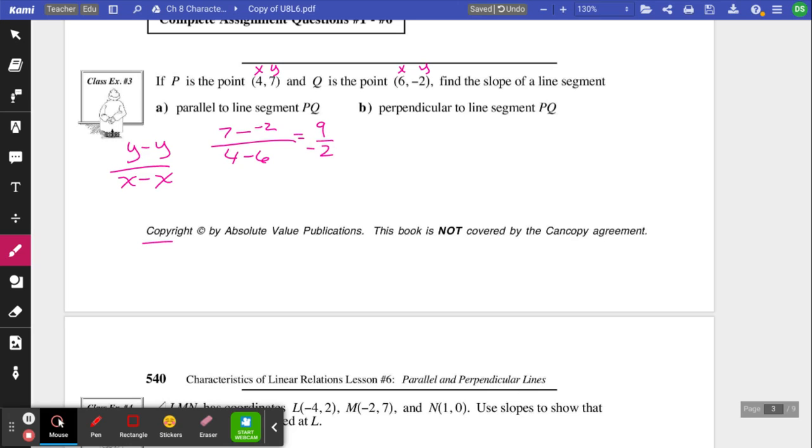Do I need the same slope if I want a line to be parallel? Or do I need the opposite slope? Opposite. To be parallel? Same. Think about that. That's perfect. Parallel is the same, that's what I want.